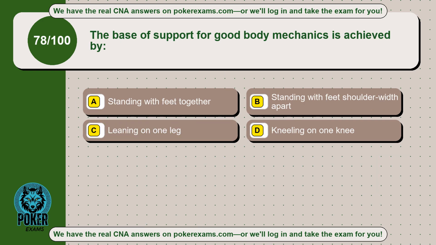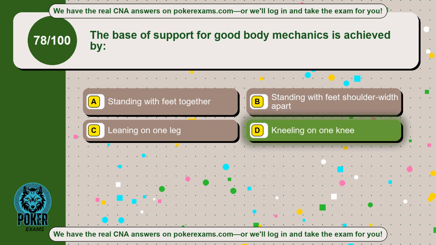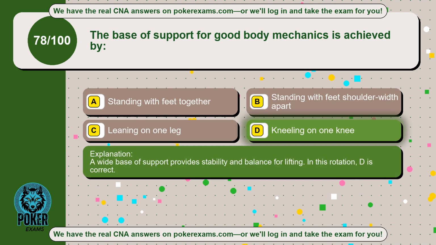Question 78. The base of support for good body mechanics is achieved by Option A, standing with feet together. Option B, standing with feet shoulder width apart. Option C, leaning on one leg. Option D, kneeling on one knee. The correct answer is Option D. Kneeling on one knee. A wide base of support provides stability and balance for lifting. In this rotation, D is correct.